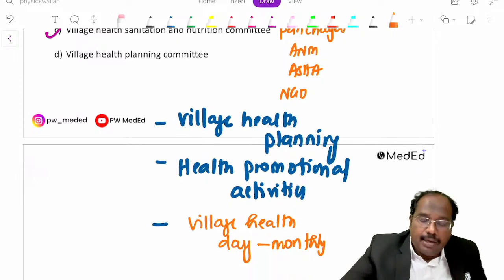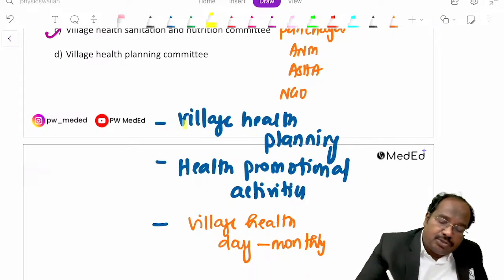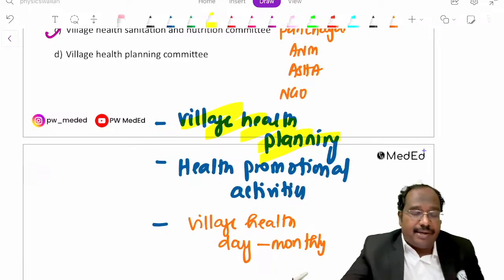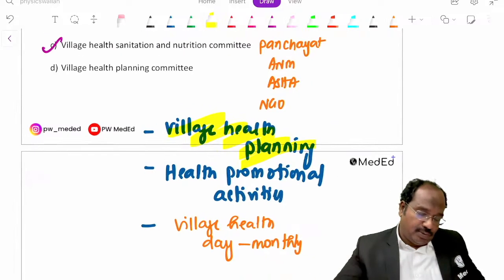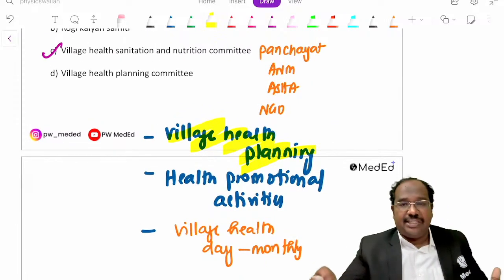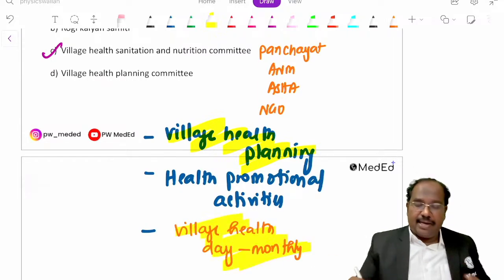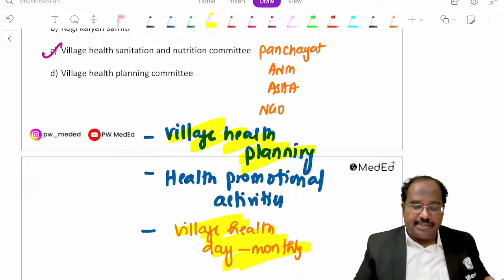Recently these two questions were asked. We have seen village health planning by this committee. There is no committee called the village health planning committee. The committee we have is the Village Health Sanitation and Nutrition Committee, and regularly they will celebrate monthly Village Health Day.